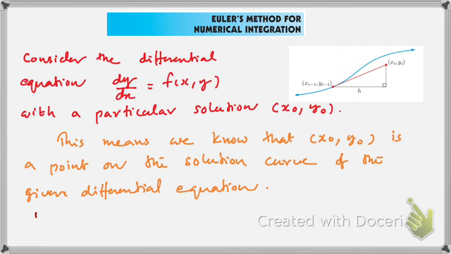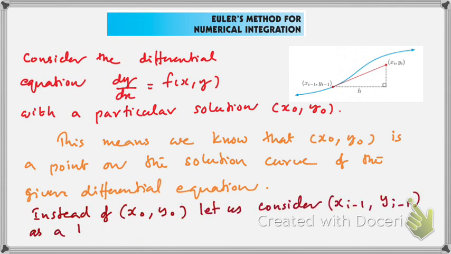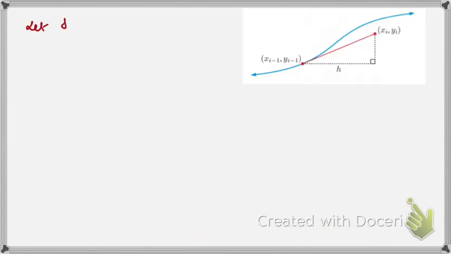So what we are going to do is move to the right side. To start with, let (x0, y0) be considered as (x_{i-1}, y_{i-1}) as a general situation. Instead of a particular value, I put it in a general format so that I could talk about any single point on the curve. So consider the point (x0, y0) as (x_{i-1}, y_{i-1}), a known point on the solution curve.